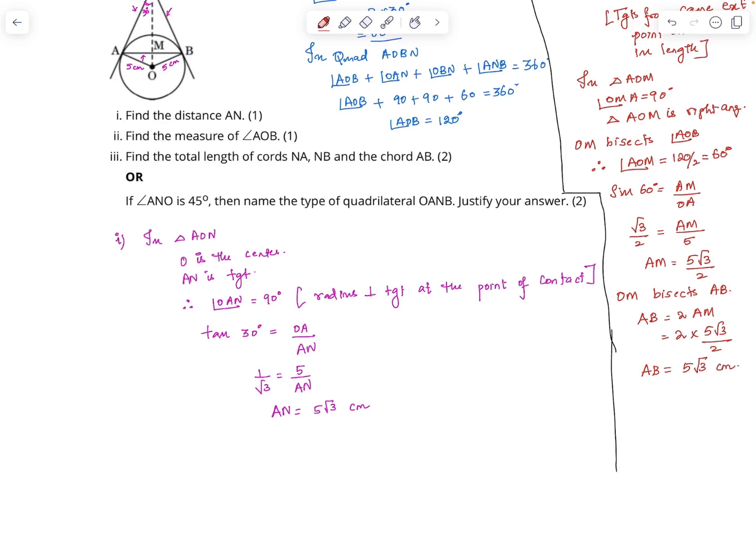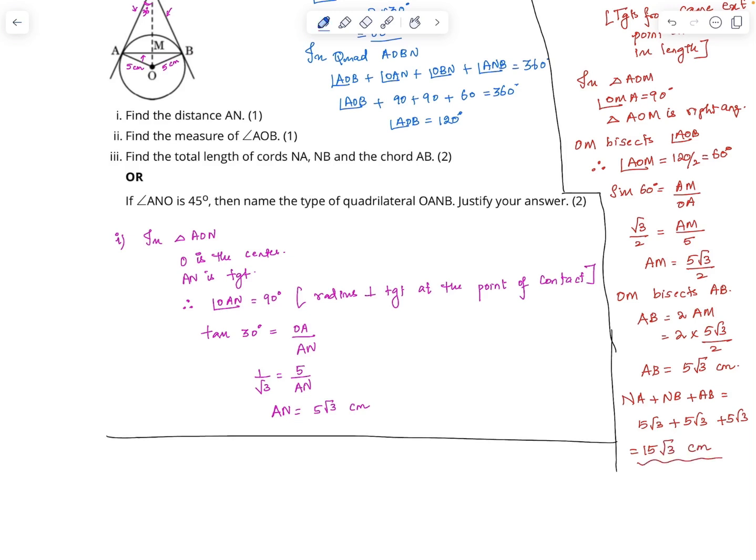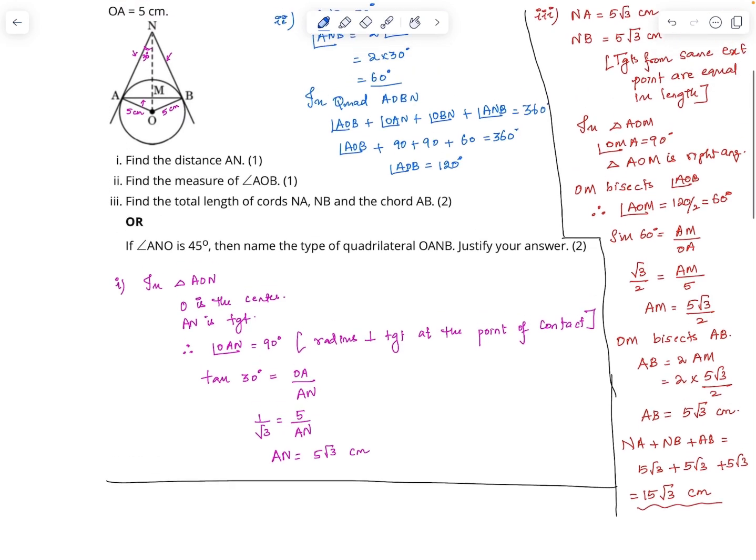So, now we have all the three quantities NA, NB and AB. The sum of all these, 5 root 3 plus 5 root 3 plus 5 root 3, is 15 root 3 centimeter. The second part of the third question: if angle ANO is 45 degree, then name the type of the quadrilateral OANB. Justify your answer.